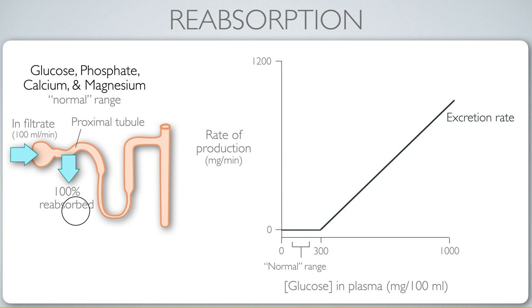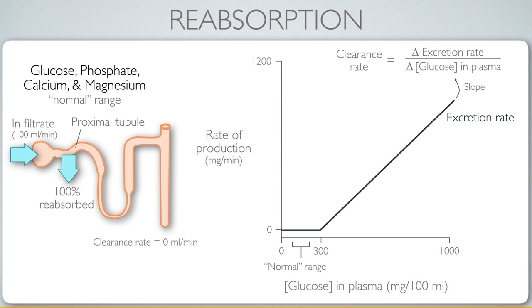Now, if 100% is reabsorbed, then we would expect none to make it into the urine. So there's a zero clearance rate, is the term that we use. What is clearance rate? Well, clearance rate you can think of as being the slope of the curve on the right. So beyond that normal range or the low concentrations where we start to have a positive slope, we could measure that.